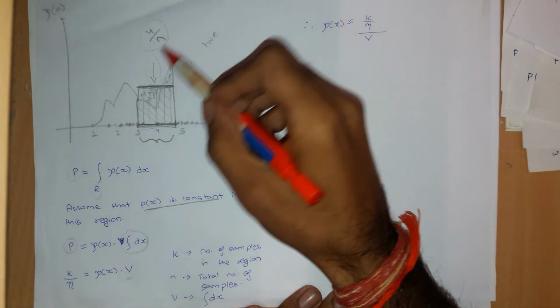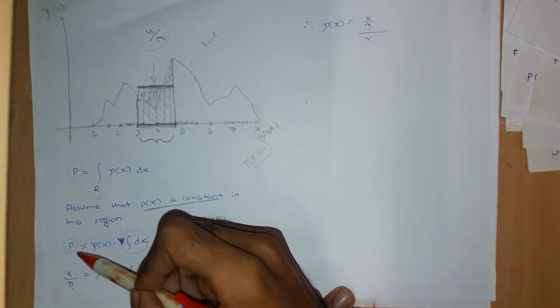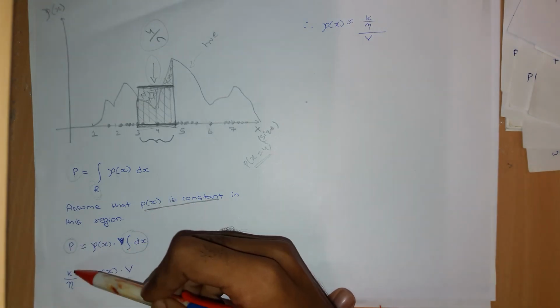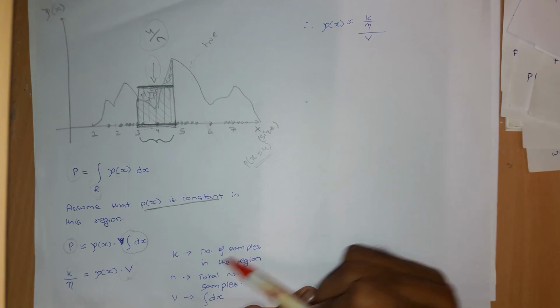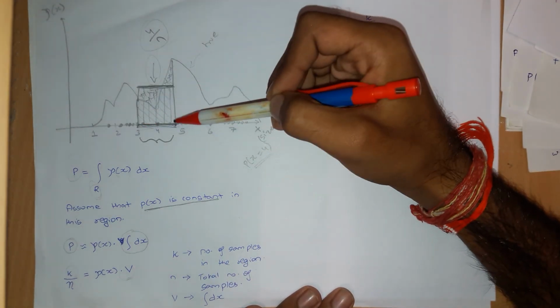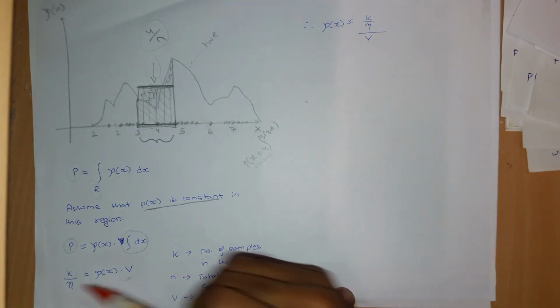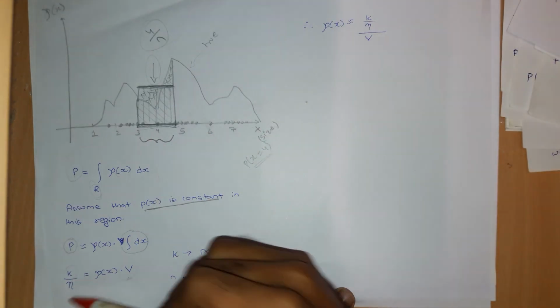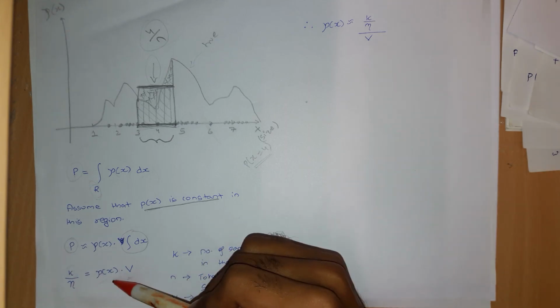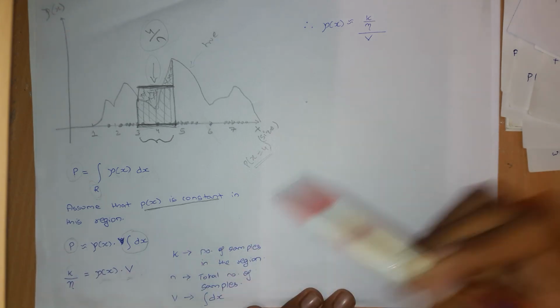So we can use this thing. I can say that this capital P is nothing but k by n. What is k? K is the number of samples in the region. Here you can see that there are 4 samples, 1, 2, 3, 4. So k becomes 4 over here, and the total number of samples is n. So we get our equation: k by n is equal to p of x into v.